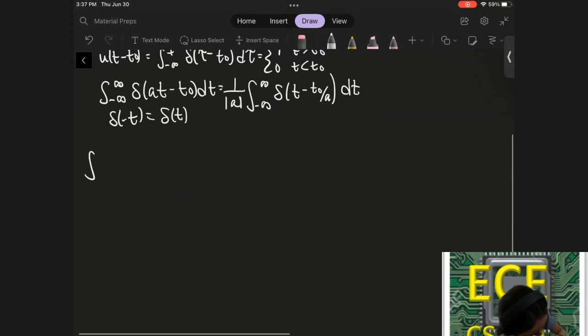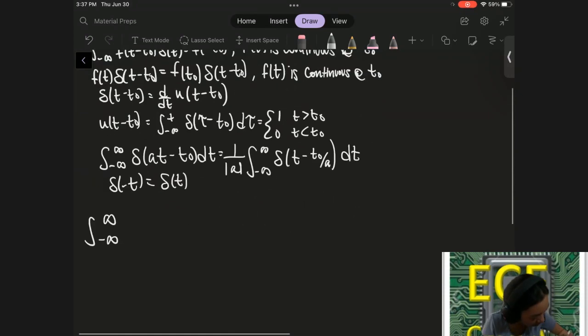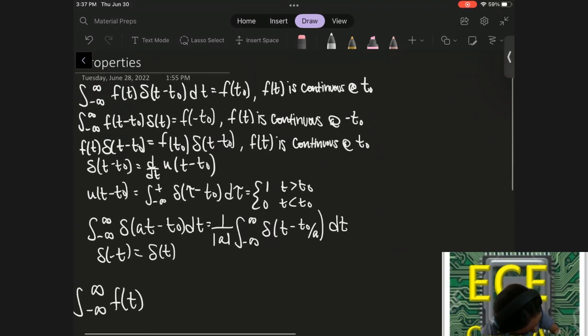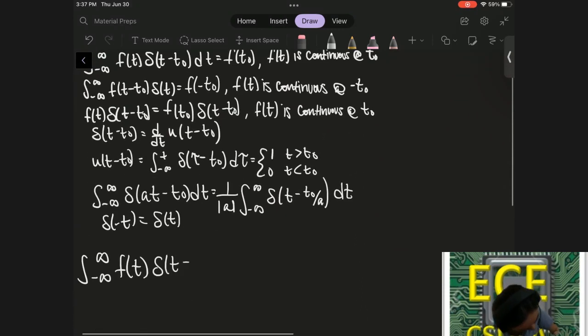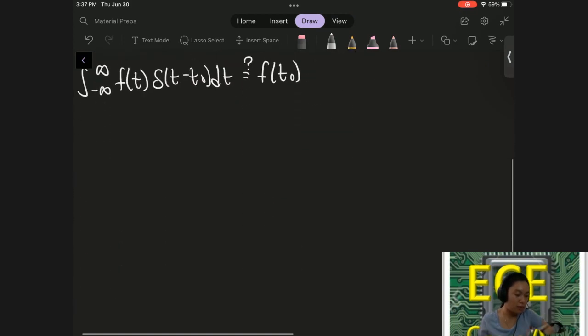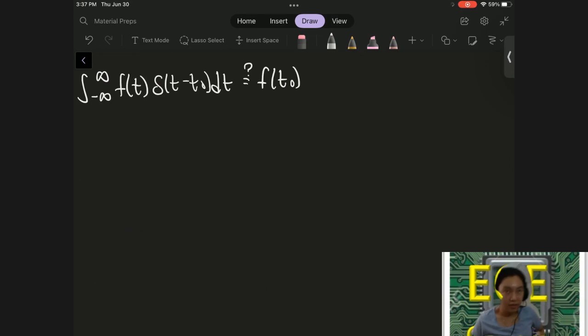So let me write the first one. The integral from negative infinity to infinity of f of t delta of t minus t naught dt, and we're trying to prove it equals f of t naught. Okay, so let's break it up. Let's look at what's on the inside of the integral, because it's what is on the inside that counts.